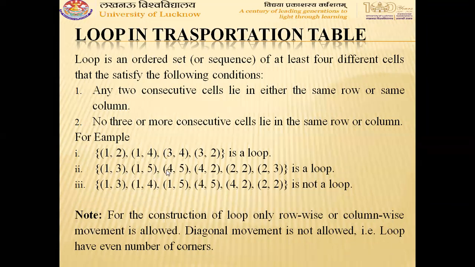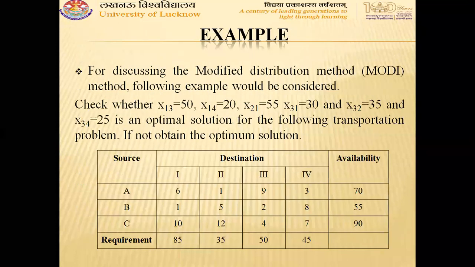Similarly, 1 comma 3, 1 comma 5, 4 comma 5, 4 comma 2, 2 comma 2 and 2 comma 3 forms a loop. Whereas cells 1 comma 3, 1 comma 4, 1 comma 5, 4 comma 5, 4 comma 2 and 2 comma 2 doesn't form loops, as three cells 1 comma 3, 1 comma 4 and 1 comma 5 are in same row. And while constructing the loop in transportation problem, only row or column wise movement is allowed. No diagonal movement is allowed, therefore the loop will always have even number of corners.